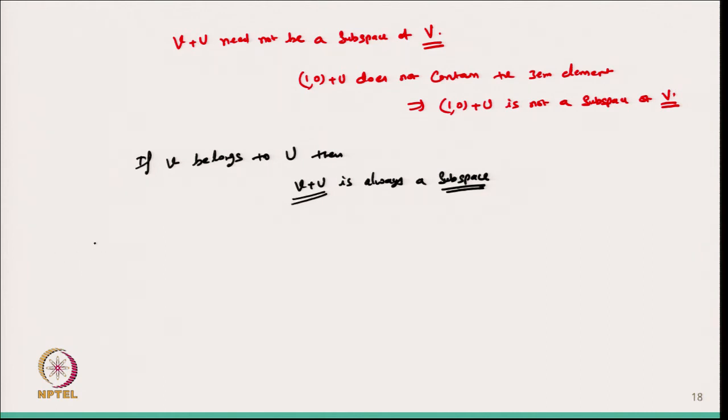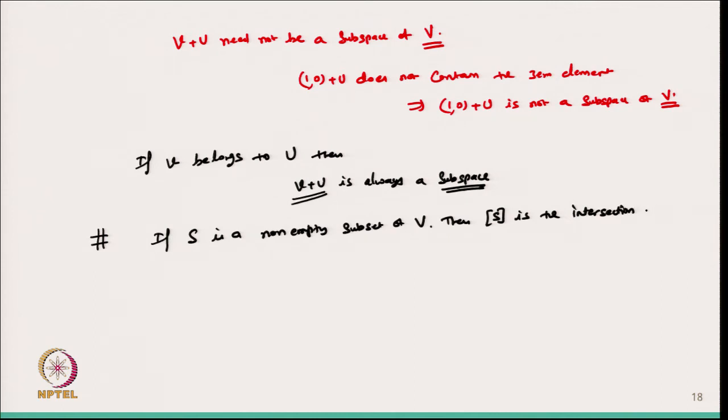Now, after this one, we just want to discuss one more term, a very important property: if S is a non-empty subset of V, then span of S is the intersection of all subspaces of V containing S.